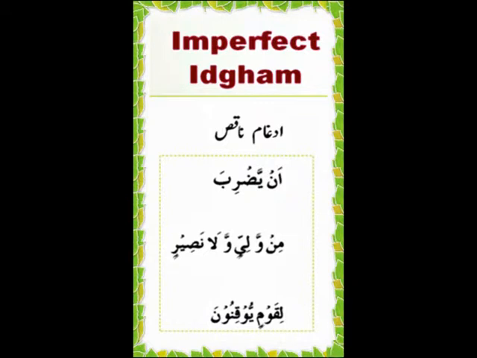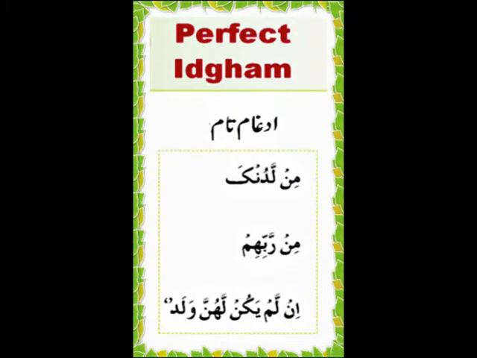In the third example, we have a similar case. We have a meme which has a tanween underneath it, and it is followed by a ya, therefore we have to pronounce it by prolonging it as well. Now this will be read as liqawmi yuqinuna. Now we come to the second type of the idgham, which is idgham-e-tam, also known as the perfect idgham.